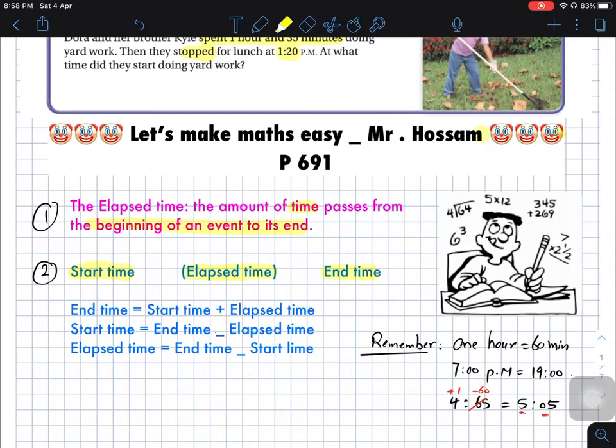And how can I make a connection between all of them? The start time plus the elapsed time gives you the end time. So I can write end time is equal to start time plus elapsed time, and I can write start time is equal to end time minus elapsed time. And if the question is to find the elapsed time, you have to subtract the end time minus the start time.